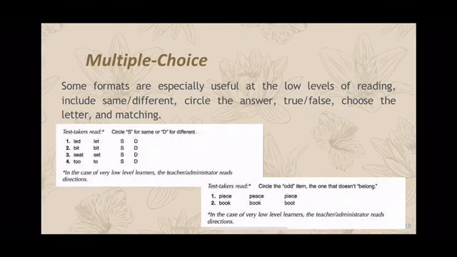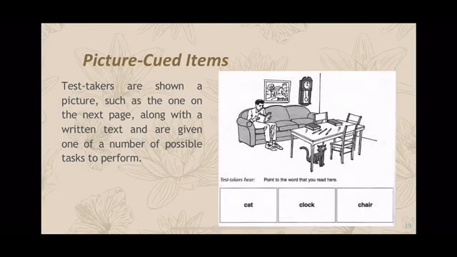Then we have multiple choice. Some formats especially useful at the low levels of reading include same-different, circle the answer, true-false, choose the letter, and matching. Then we have picture-cued items. Test takers are shown a picture, such as the one on here, along with a written text, and are given one of a number of possible tasks to perform.